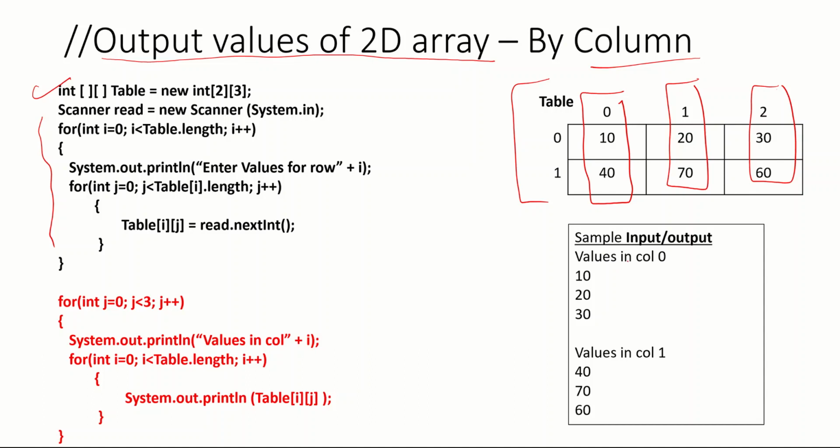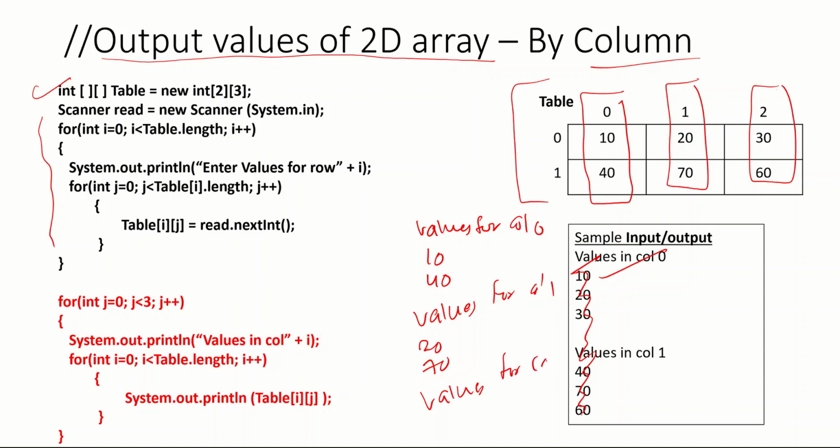Sorry, here the output should be as follows. Values in column 0. Let me do this again. This was for each row. So we will have here values for column 0. We should have the values 10 and 40. And then we should have values for column 1, and we should have 20 and 70. And again, the last thing, values for column 2, and the values will be 30 and 60. So go for each column and just output the values you have over there.